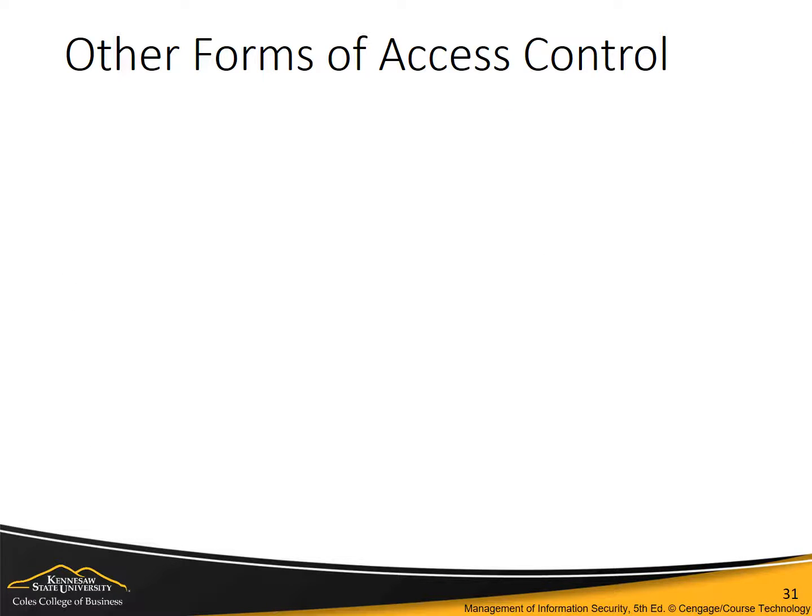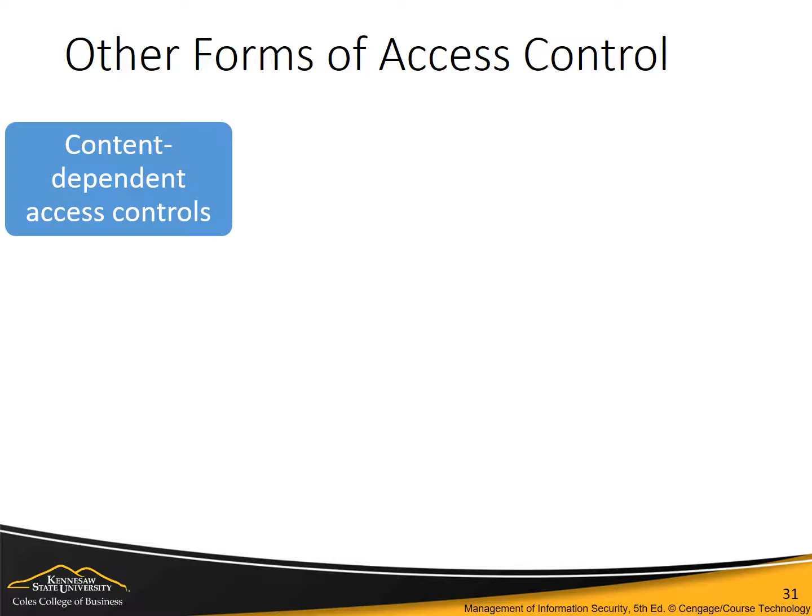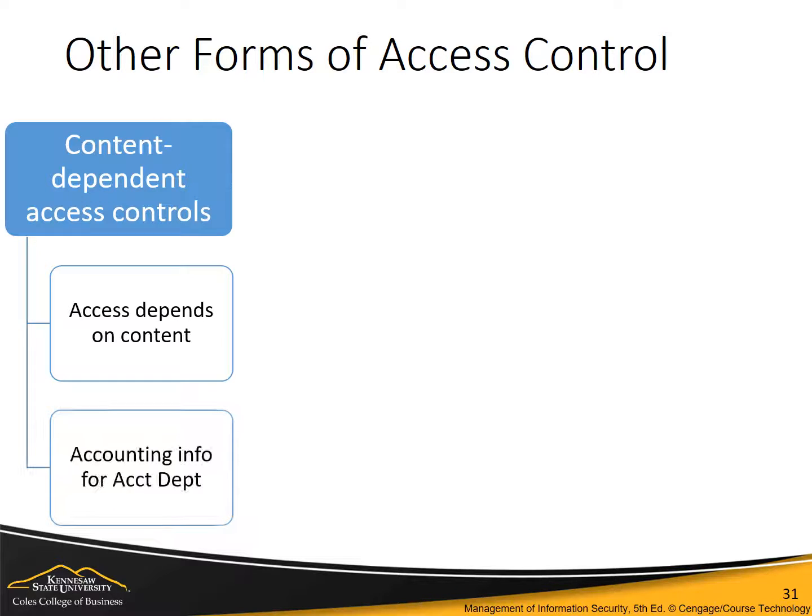Let's move on to other forms of access controls. One is content-dependent access controls. As the name suggests, access to a specific set of information may be dependent on its content. So, accounting information for the accounting department.